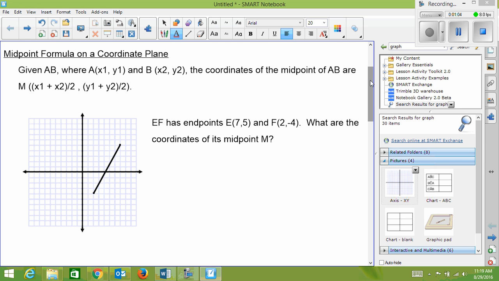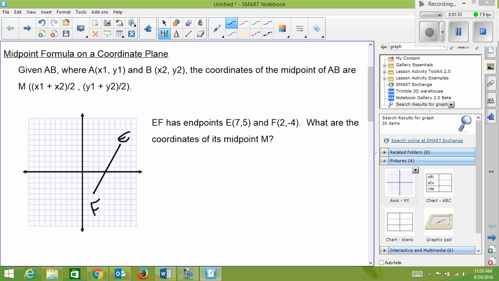So I'll do an example here with you. EF, and let me go ahead and label this quick. E is this point, and F is this one. So EF has endpoints of 7, 5, and 2, -4. What are the coordinates of its midpoint, M?